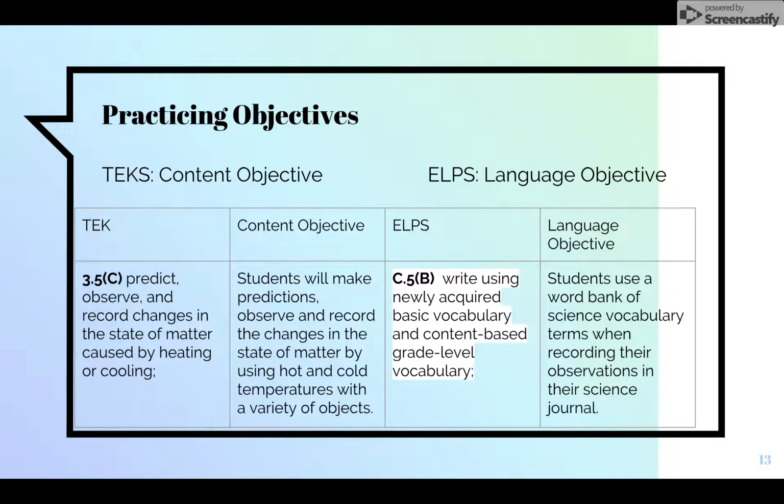The ELPS I am choosing to use this day is C.5b, which is write using newly acquired basic vocabulary and content-based grade level vocabulary. So then my objective would be students use a word bank of science vocabulary terms when recording their observations in their science journal. During the lab, students will be interactive. They may be speaking, listening, and maybe have to write or read about the states of matter. However, my goal is C.5B. On this particular day, I want to make sure my students write using content-based grade level vocabulary.